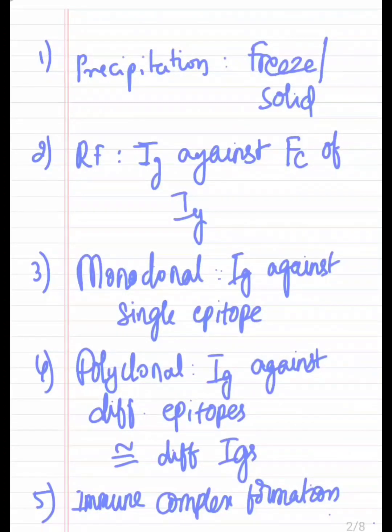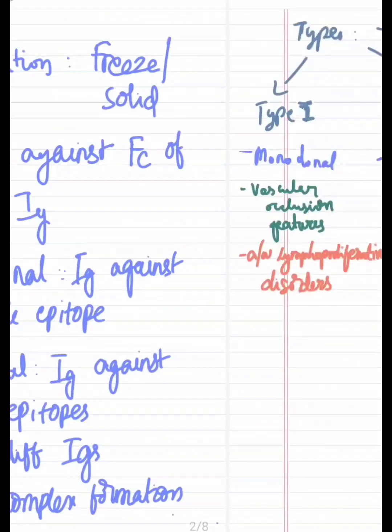Before we enter into the actual topic, there's a need to understand some basic terms. First is precipitation. Precipitation essentially means that the immunoglobulin freezes or becomes a solid. Then there's rheumatoid factor. Rheumatoid factor does not necessarily mean that the patient has rheumatoid arthritis. It is just an immunoglobulin that is formed against the Fc portion of other immunoglobulins. And then we've got monoclonal and polyclonal immunoglobulins. Monoclonal immunoglobulins are formed against a single epitope of an antigen, whereas polyclonal immunoglobulins are those that are formed against different epitopes of the same antigen. So a single antigen is capable of producing different types of immunoglobulins. And then there's the basic pathogenetic mechanism behind cryoglobulinemia, that is immune complex formation.